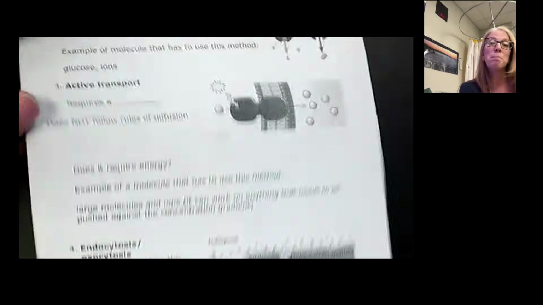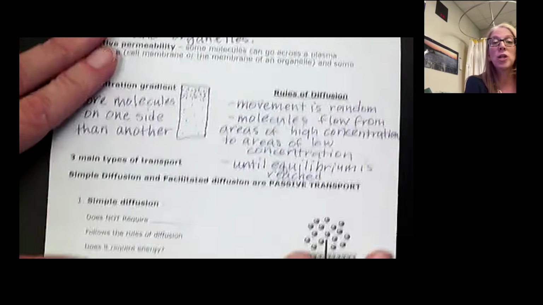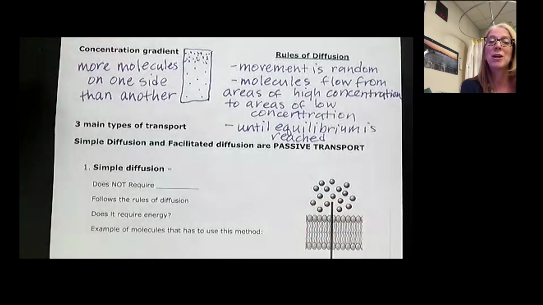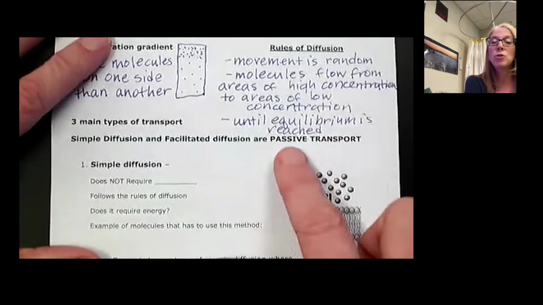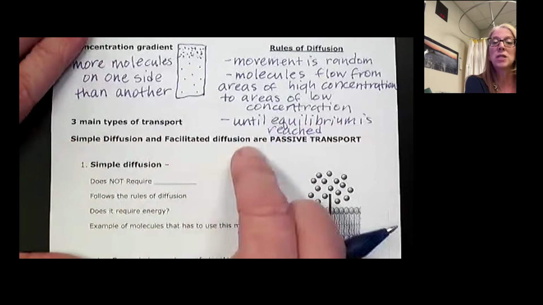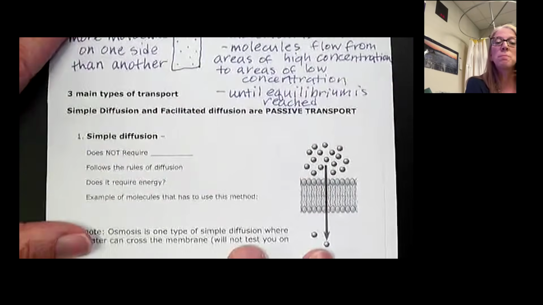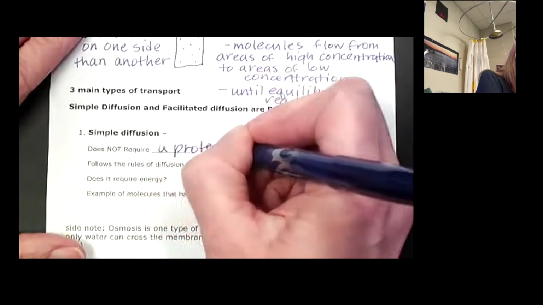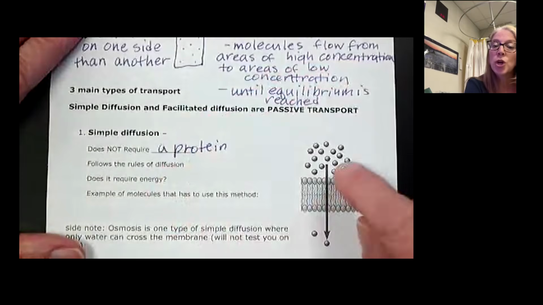As you can imagine, passive is like when you wait for other things to happen to you. It doesn't require any energy, it just happens. So the two types of passive transport are called simple diffusion and facilitated diffusion. Simple diffusion does not require a protein. I've got an image right here, and the arrow shows you the movement.